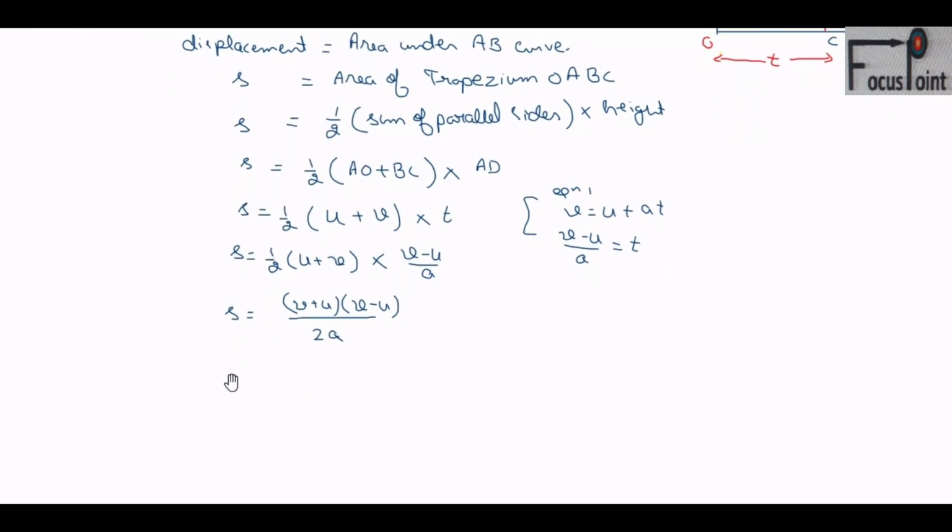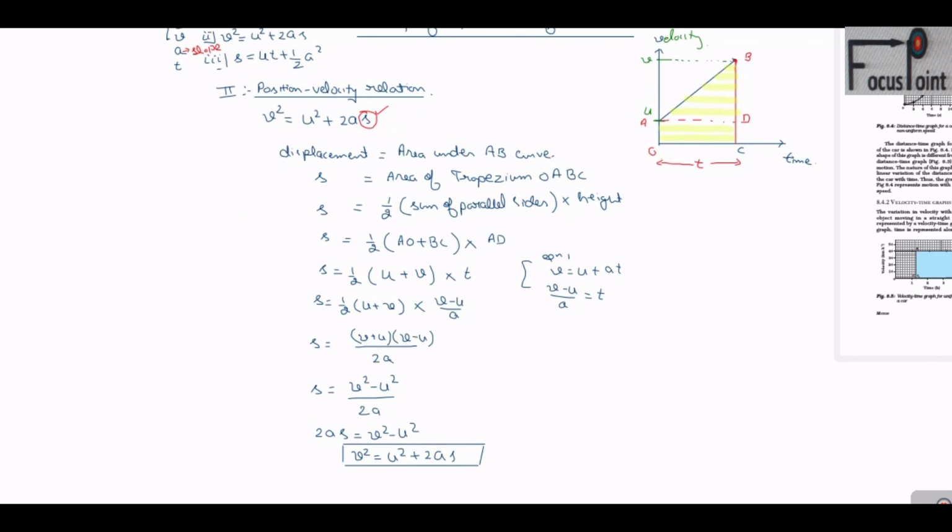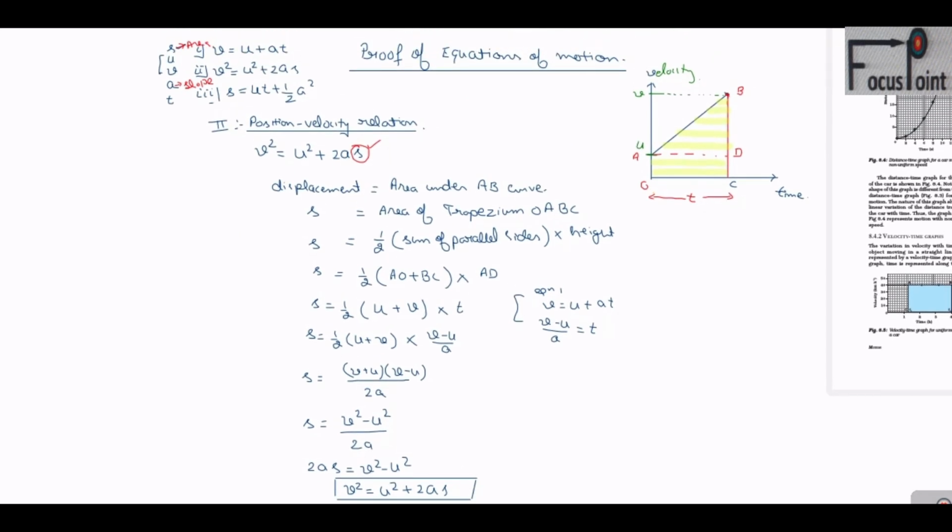So displacement is equal to, what is a plus b into a minus b? That will be a square minus b square, V square minus U square upon 2a. This 2a will be multiplied with S, so it will become 2aS is equal to V square minus U square. U square will be added on the left side, so V square is equal to U square plus 2aS. This is the proof of the second equation. Any problem? Okay, you can take a screenshot if you want.